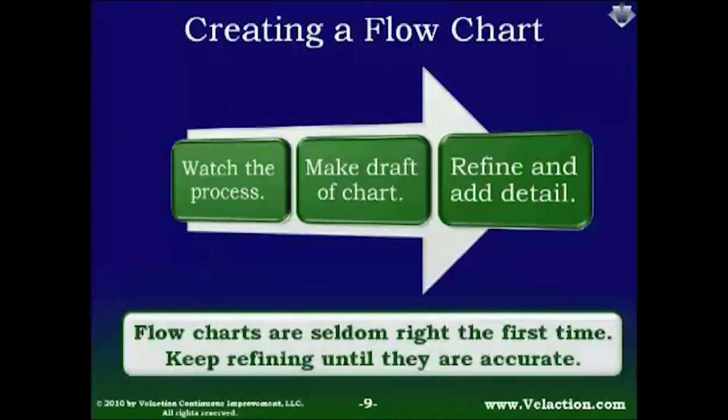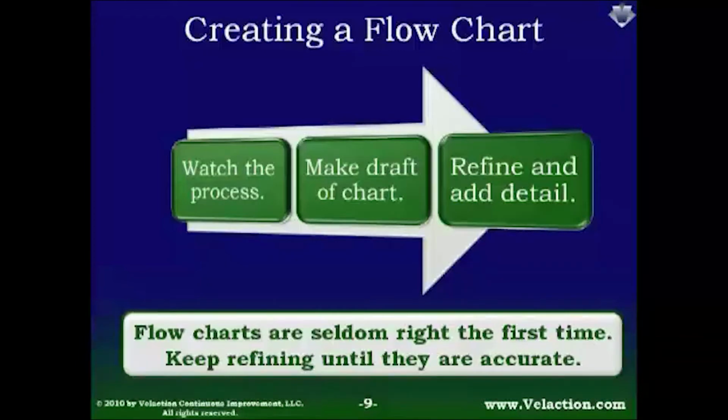And I keep talking to people about this, this whole idea of lean or continuous improvement. It's the fact that you're never done and things are never really established. And the same thing happens when you make a flowchart. Your first flowchart is not going to be perfect. It's going to be better than having no flowchart, but eventually you have to keep refining it to find more accuracy.